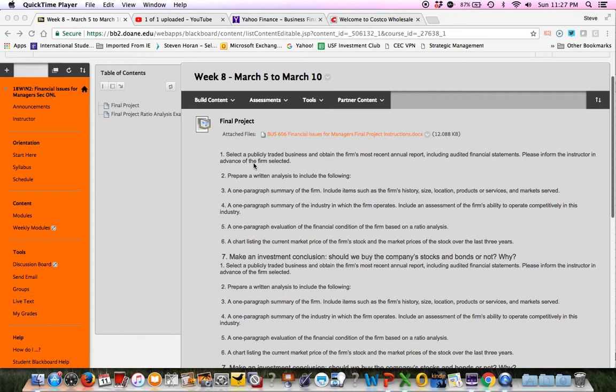So then you'll prepare the analysis, a paragraph describing the company, just what is this company about, what do they do, their history, size, location, what do they sell, markets served. Also talk about the industry, what kind of industry is the company in, and how competitive is it within that industry, and how positioned is it to do well going forward in that industry. And then do a review of the financial condition of the company by doing a ratio analysis. We'll come back and I'll show you how to do that.